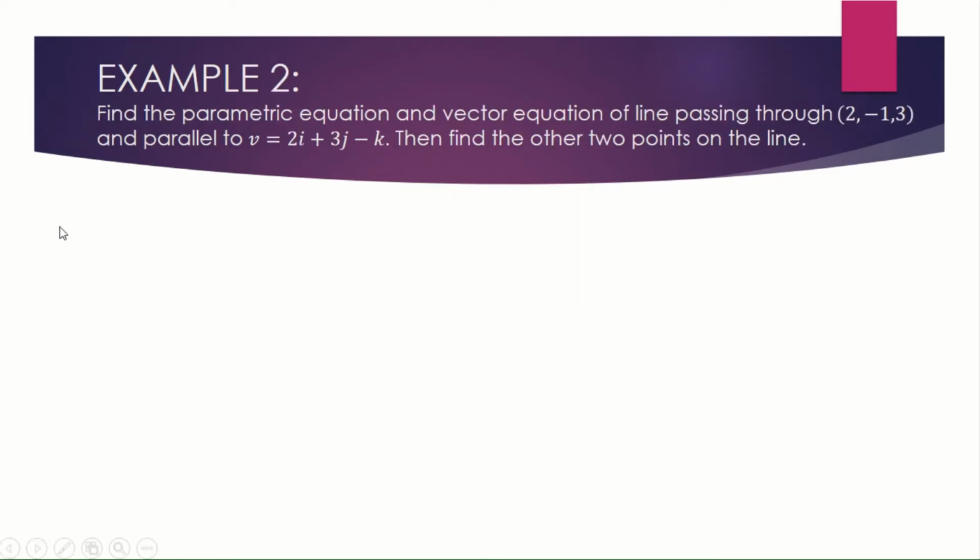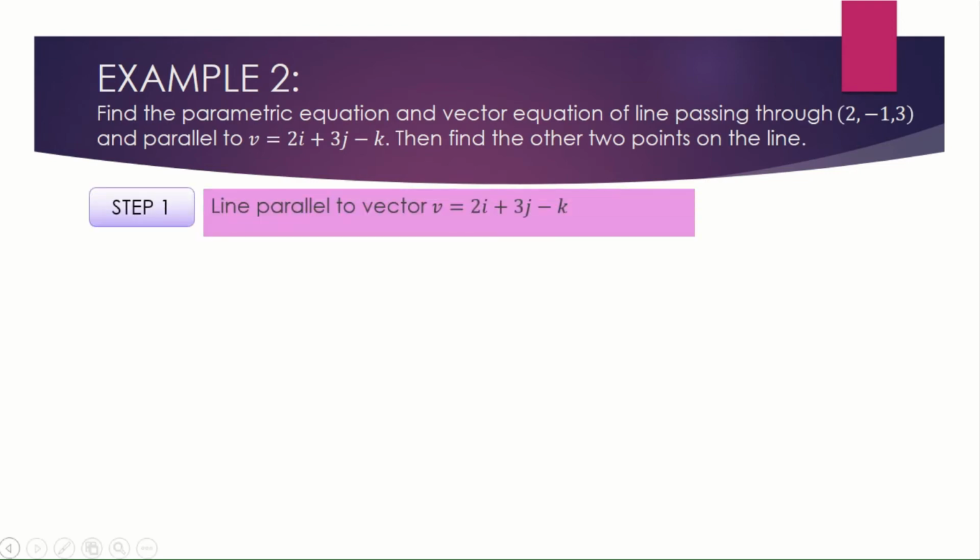Okay, now we are going to look at example 2. We want to find the parametric equation and vector equation of the line passing through point (2, -1, 3) and parallel to vector v, and we also need to find two other points on the line. The vector parallel to the line is 2i plus 3j minus k, so we get a, b, and c here.